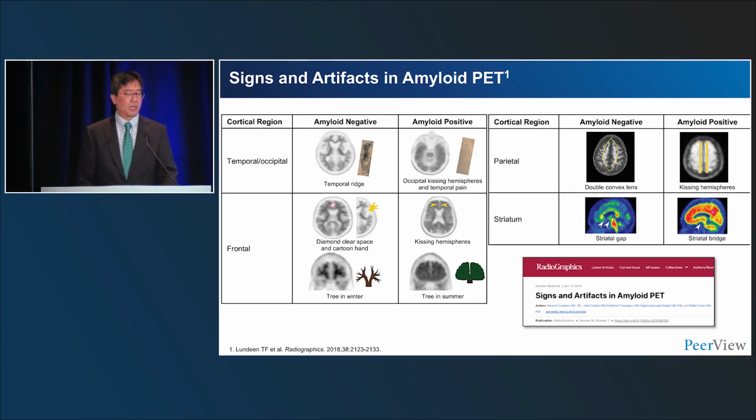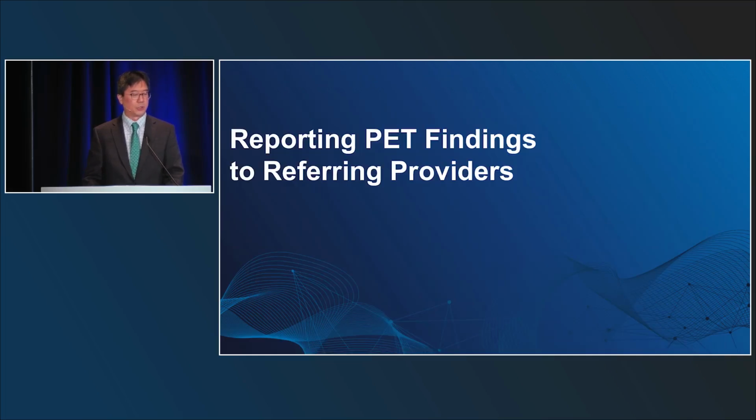And in the summer, when the branches are covered with leaves, you don't see the branches anymore, and that's like the tree in summer, as long as it's not a drought, will be a positive. So tree in summer is a positive amyloid PET scan. Tree in winter is a negative amyloid PET scan because you can see the branches. And the kissing hemispheres, where the activity almost meets in the middle and the interhemispheric fissure, is positive because that gray matter lining the interhemispheric fissure is filled in with radiotracer.